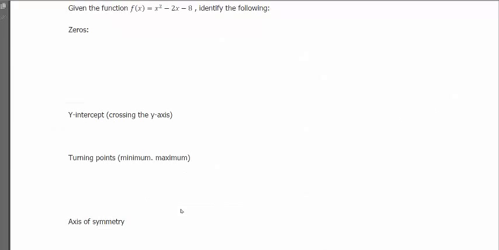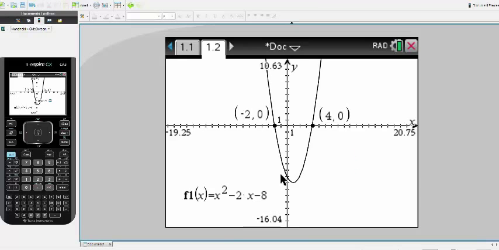So basically we would like to know the coordinates for this point when the curve is crossing the y-axis. And we can see here in the window that it's minus 8. There's another way to do that, of course, by looking at the function, and you can also do it algebraically. So let's have a look at some different ways of doing it.